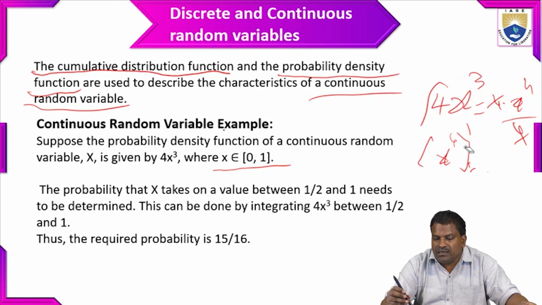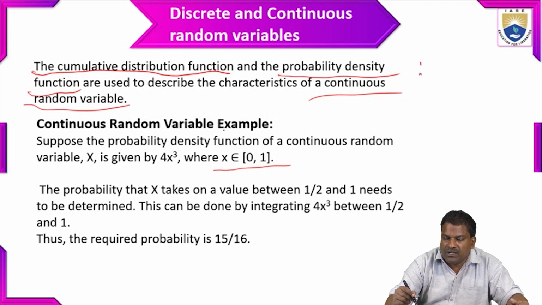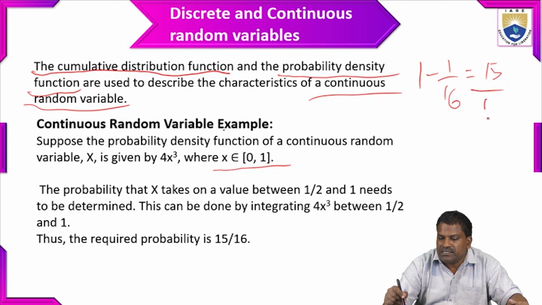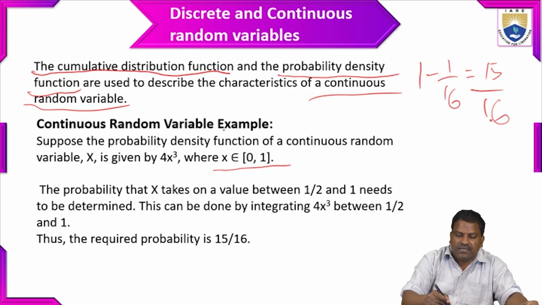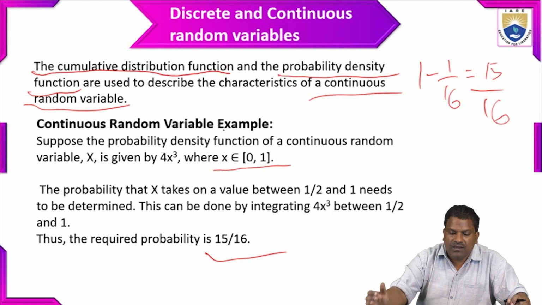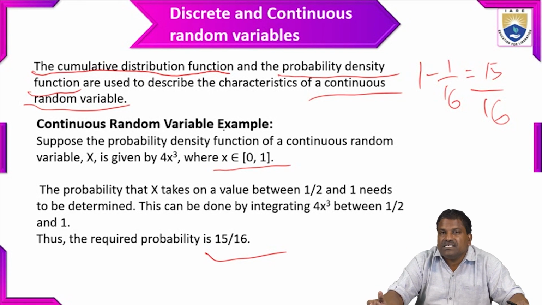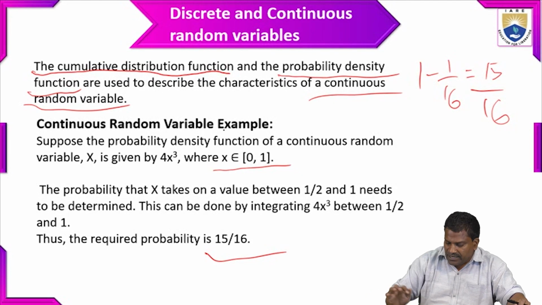1 minus, x to the power 4 means 1 to the power 4, which is 1, minus the lower limit, 1 by 2 to the power 4, which is 1 by 16. So it will become 1 minus 1 by 16. So it is 16 minus 1, 15 by 16. That's why it came. So we are determining probability in a particular range. That is the main feature of this continuous random variable.